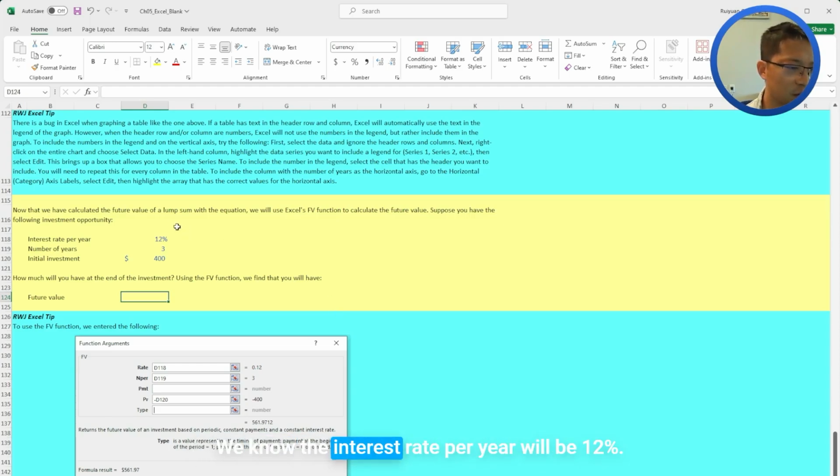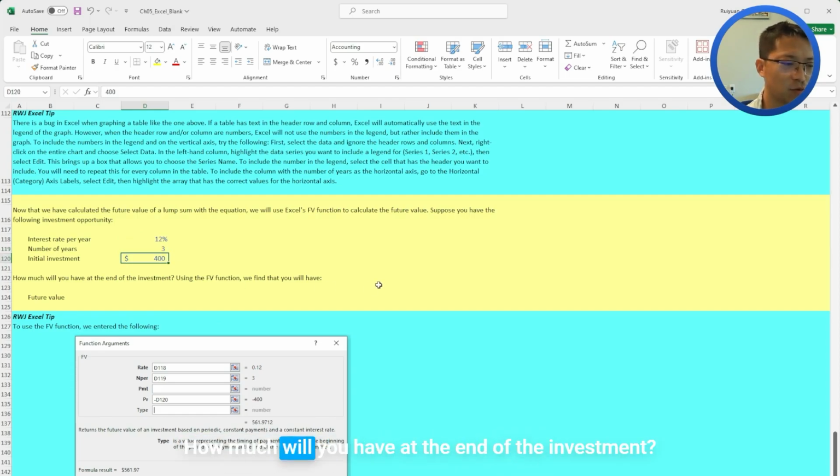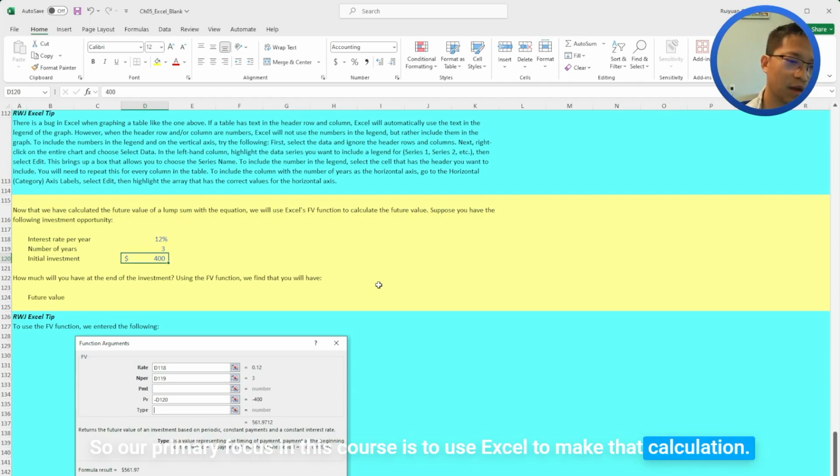We know the interest rate per year will be 12%. The number of years is 3. The initial investment is $400. And how much will you have at the end of the investment, right? So we can make this calculation manually, using a financial calculator, or use Excel, right? Our primary focus in this course is to use Excel to make that calculation.